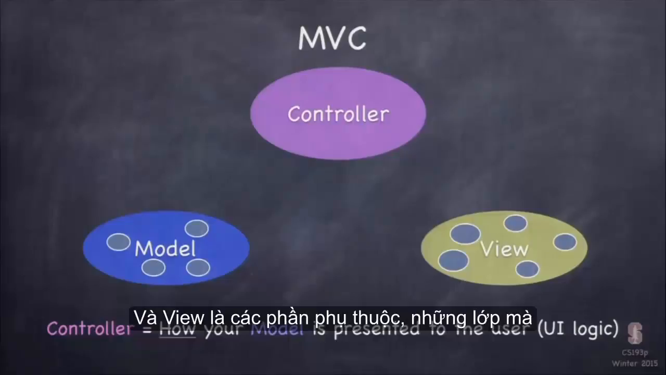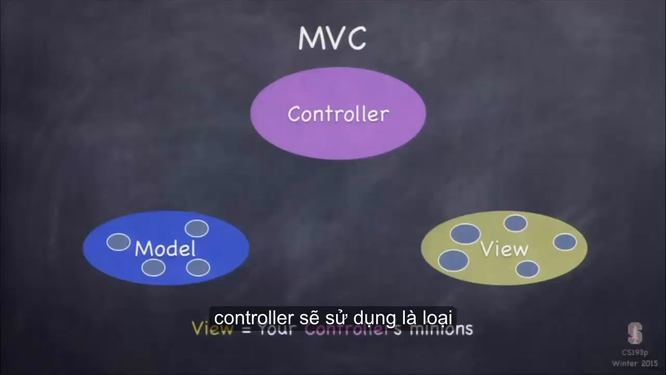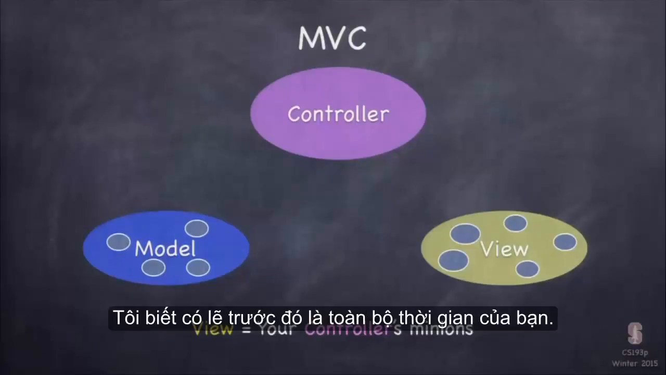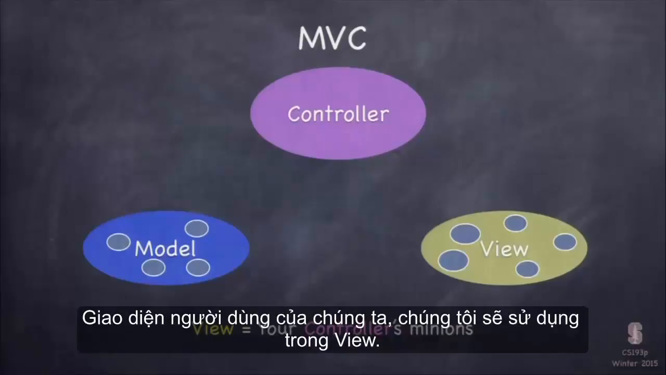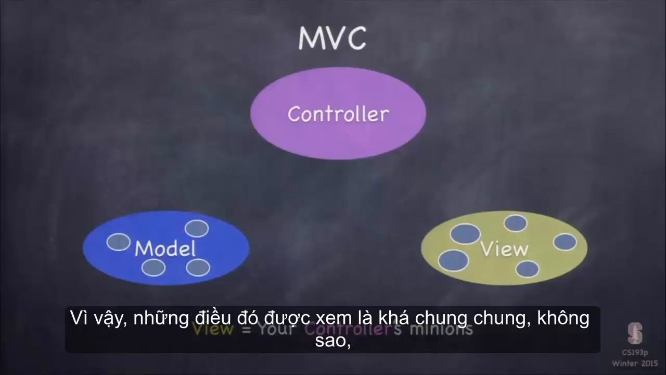And the view is the minions, the classes that the controller is going to use, kind of like the building blocks, the Lincoln Logs. I don't know, maybe that's before all of your time, but the things we're going to use to build our UI are in the view. So the stuff that's in the view is pretty generic.